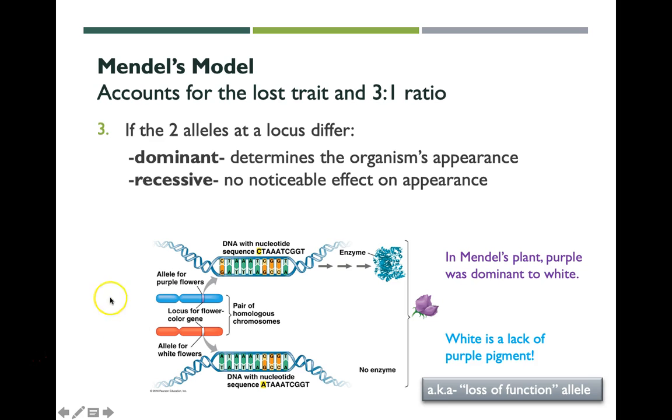So if an individual has at least one copy of the purple flower allele, that individual is going to produce purple pigment, and it's going to be deposited on the flower. So we're going to have a purple flower. Our other allele is dysfunctional. So that white flower actually means that they're not producing an enzyme for pigment. So rather than seeing a color on the flower, we see no color, or we see white. So in this case, the white flower is actually a lack of purple pigment.